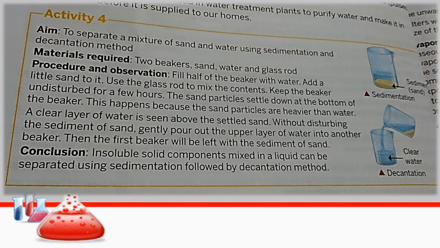Okay, now without disturbing the sand or the sediments, we can gently pour out the upper layer of water into another beaker. So in the first beaker there is sediment, that is sand, and in the other beaker there is supernatant. So by this process, the insoluble solid components of a mixture that are mixed in a liquid can be easily separated by using the sedimentation and decantation method.